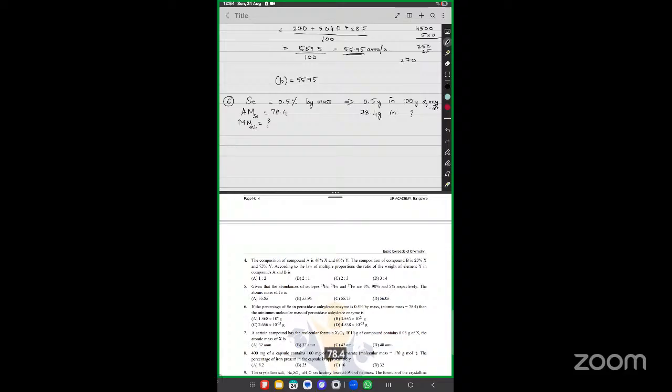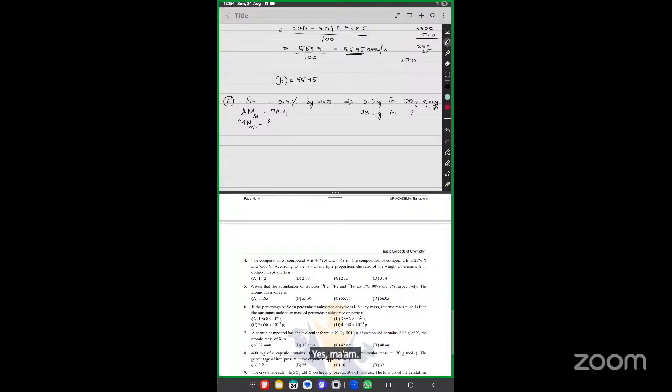78.4 by x into 100 is equal to 0.5%. Then the equation we'll get the answer. Yeah, what's the answer? Calculate that and tell. So 1.5 minimum is 8 into 10 power 4. Yes, ma'am. Are you getting the answer? 1.56 into 10 power 4. Yes, right ma'am.